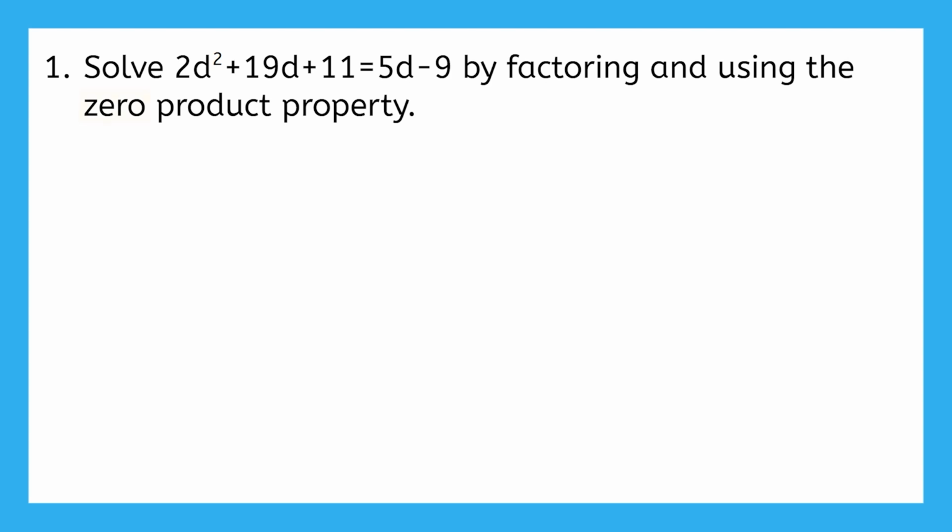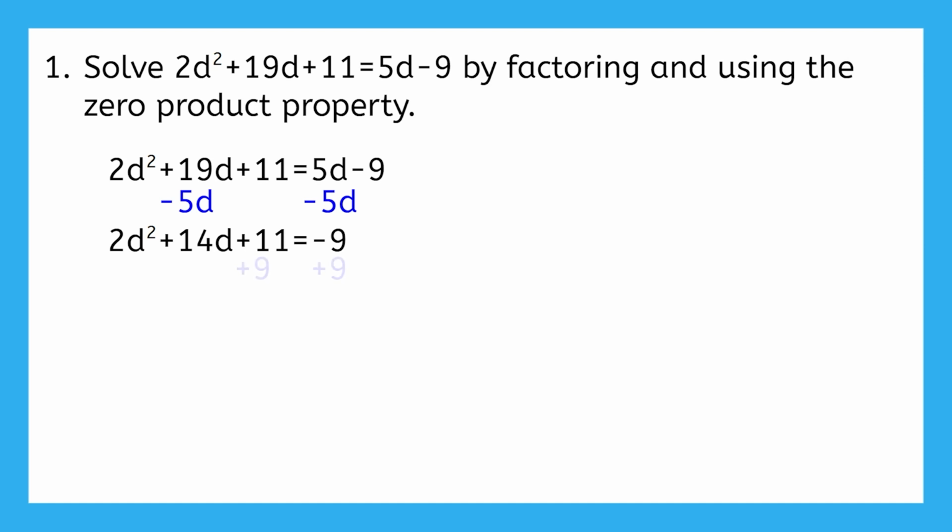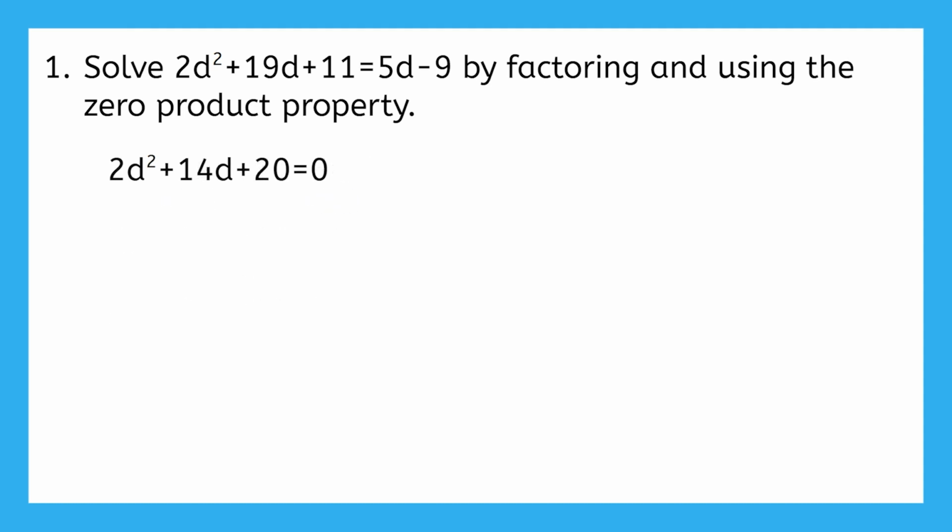Well, we can't use the zero product property unless our equation equals 0. But right now, it's equal to 5d minus 9. Luckily, you are a pro at manipulating equations, so pause the video here and get your equation equal to 0. Using inverse operations, I'll subtract 5d on both sides and then add 9 on both sides. Now my equation looks like 2d squared plus 14d plus 20 equals 0.